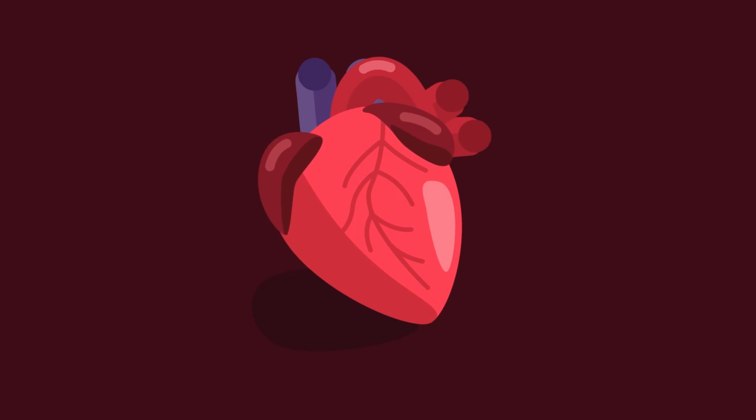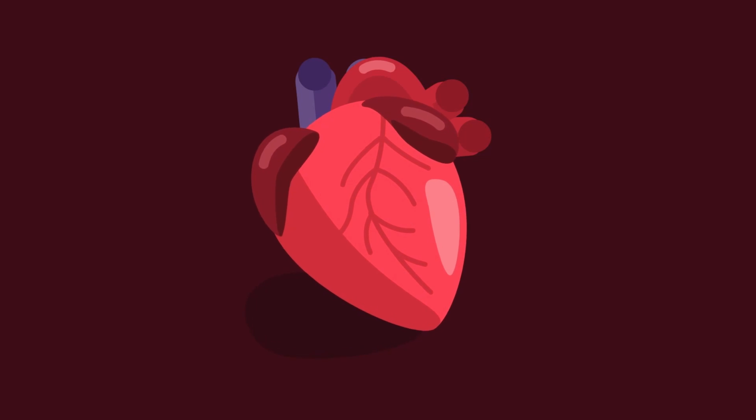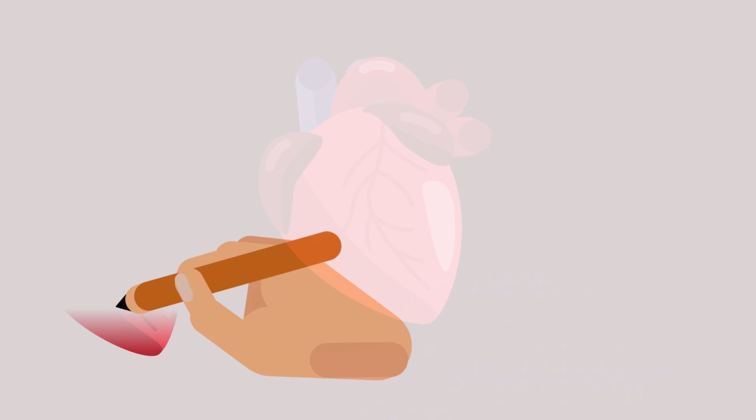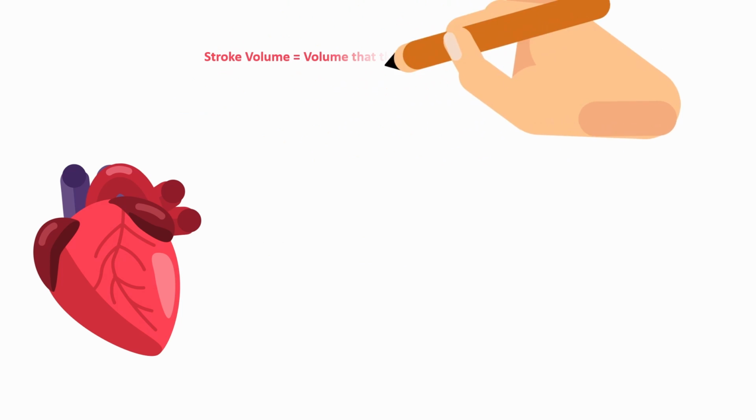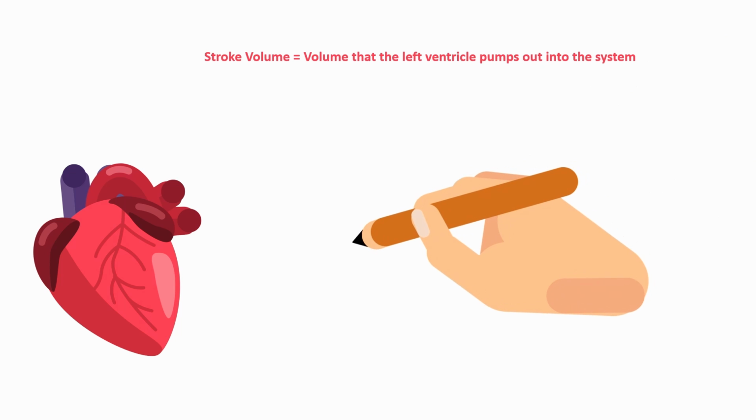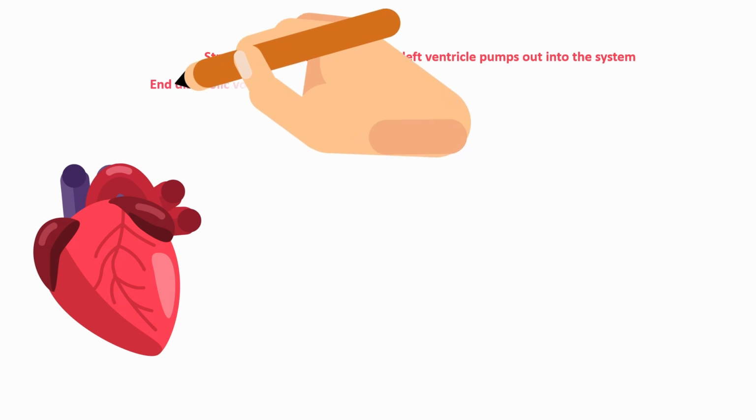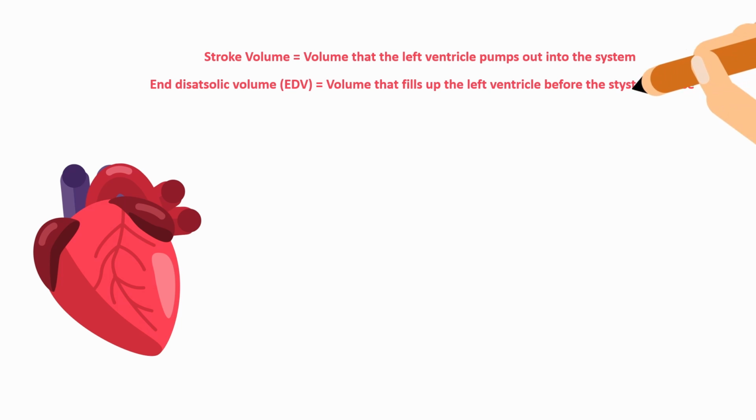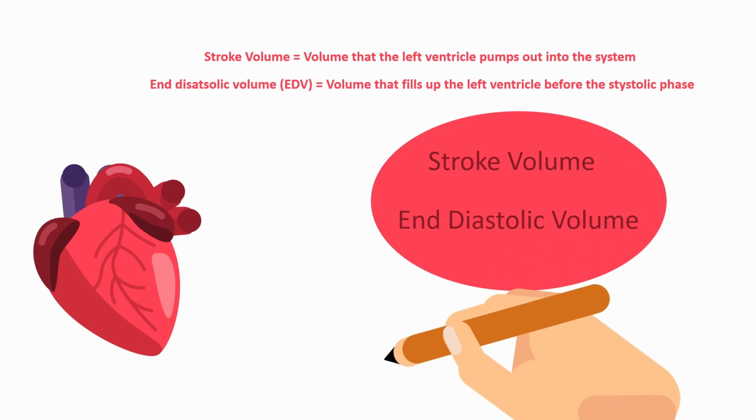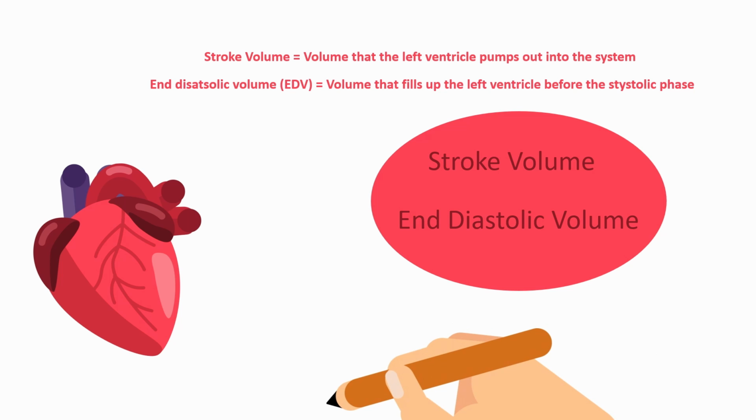Today we're taking a look at the Frank-Starling Law. What the Frank-Starling Law tells us basically is that the volume that the heart pumps out into the system, which is also called the stroke volume, is dependent on the amount of blood that returns to the heart, also known as the end diastolic volume. So all in all, the stroke volume depends on the filling of the heart. And now we're going to take a look at why.